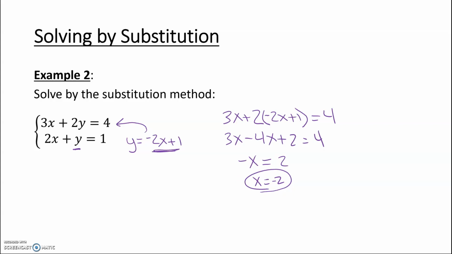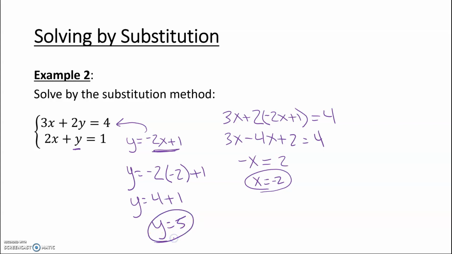We're going to plug this in to find y. And you can plug it in wherever you want. I'm actually going to plug it into what we substituted. So here you get y equals negative 2 times x, and we said x was negative 2, plus 1. Y equals 4 plus 1. So y is 5. So the solution to that system of equations is the ordered pair negative 2, 5. Moving on.